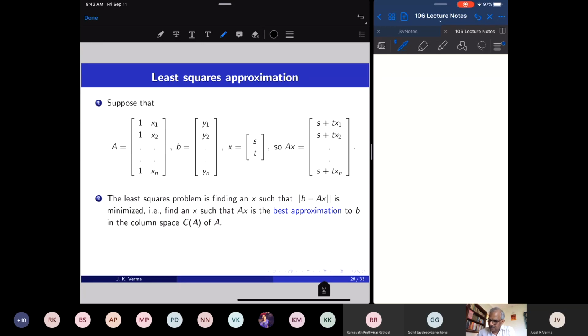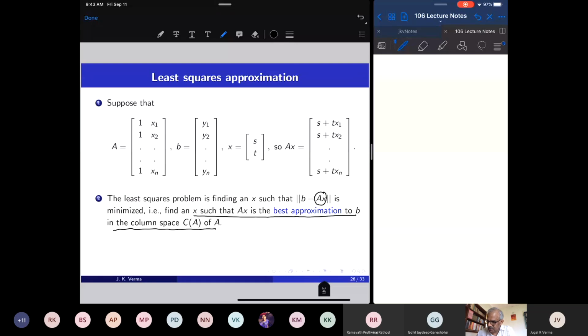Find an x so that Ax is the best approximation to b in the column space. This we have discussed before: Ax is a vector in the column space of A, and b is a given vector in the n-dimensional space. So we have seen that this error is minimized exactly when we take Ax to be the projection of b onto the column space. Find an x so that Ax is the best approximation to b in the column space of A.